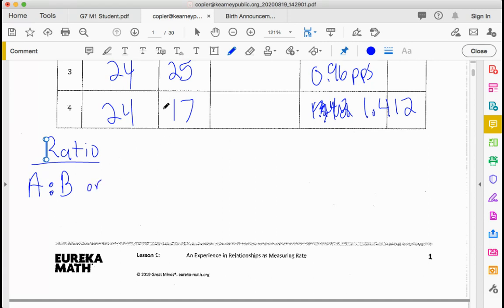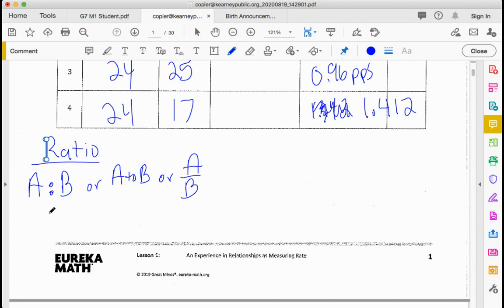Or what can we substitute in for the colon? What word? To. Perfect. So we could say A to B. Or what's my favorite way? As a fraction. Very good. So smart. A over B. 3 ways to write a ratio.